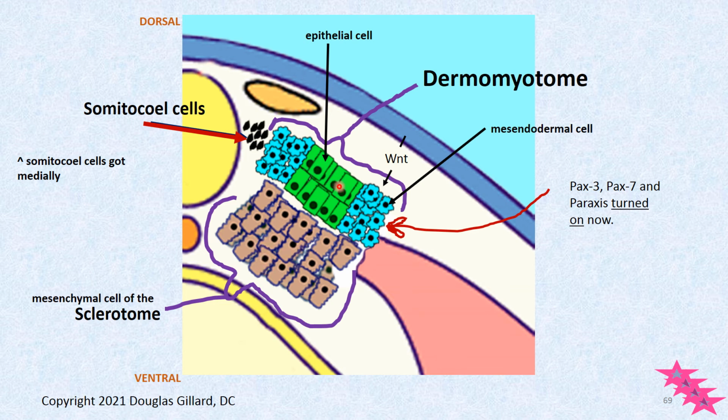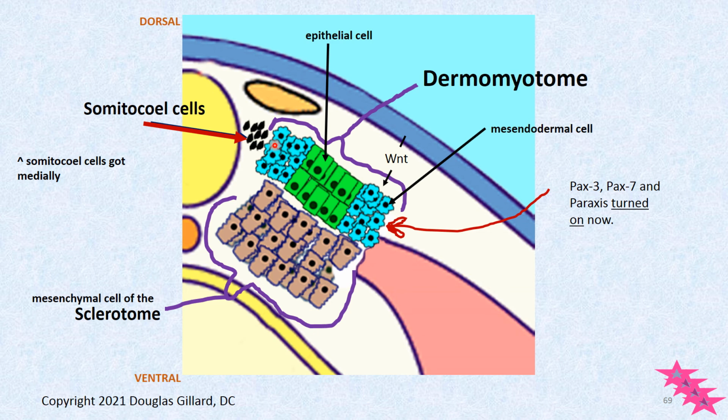The lateral dorsal portion clumps into mesenchymal tissue, but the middle of it never clumps. It never turns into mesenchymal tissue. We're not exactly sure, don't quite understand how that happens, but we know that PAX3 and 7 and Paraxis genes are turned on only at the ends.